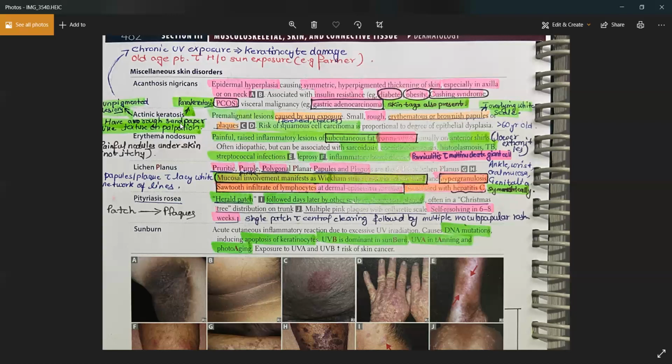You can also have mucosal involvement in lichen planus, and they will form whitish lines known as the Wickham striae. You will have hypergranulosis.